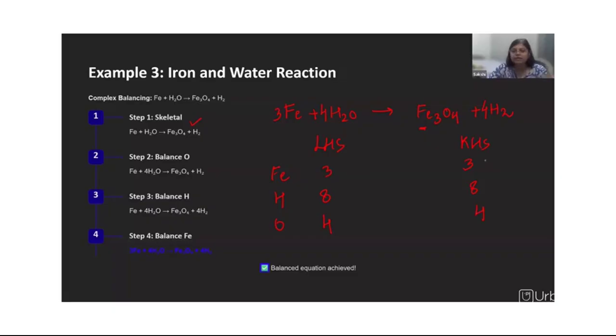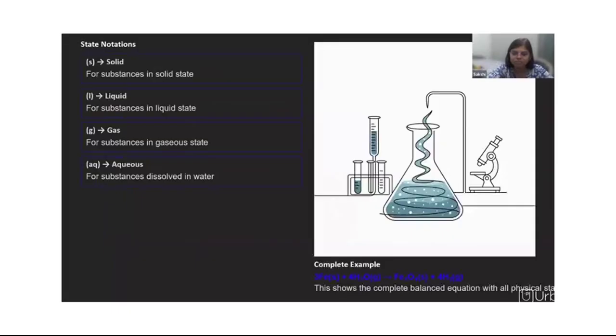Let us verify. 3 iron on the left hand side and right hand side, 8 hydrogens on the left hand side and right hand side, and 4 oxygen atoms on both sides. So this is how you verify at the end. You need to check it. This is a very, very important step. Hence, we have achieved our balanced equation, right?